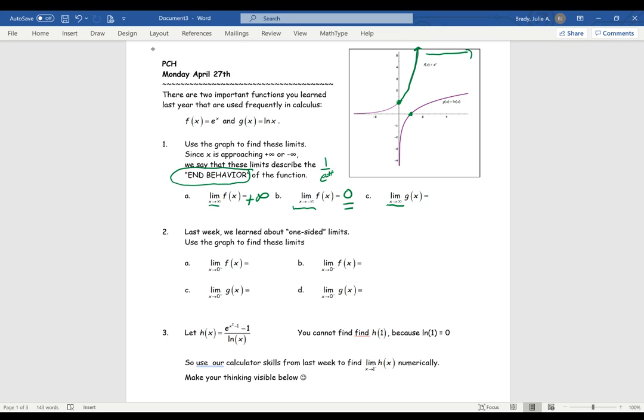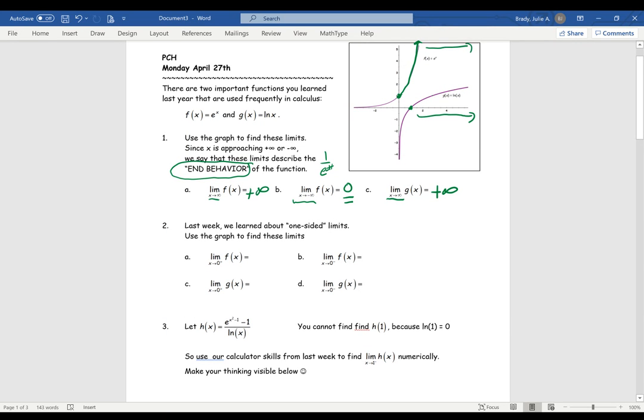Okay, now if we go in g, it looks like it's leveling out, but it's really not. It's just going up really slow. So as x gets bigger, the logarithm gets bigger. It just takes a really long time. So this is plus infinity as well.